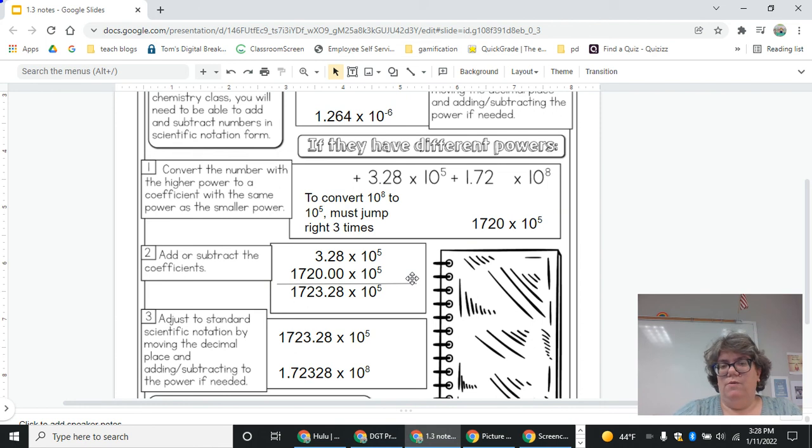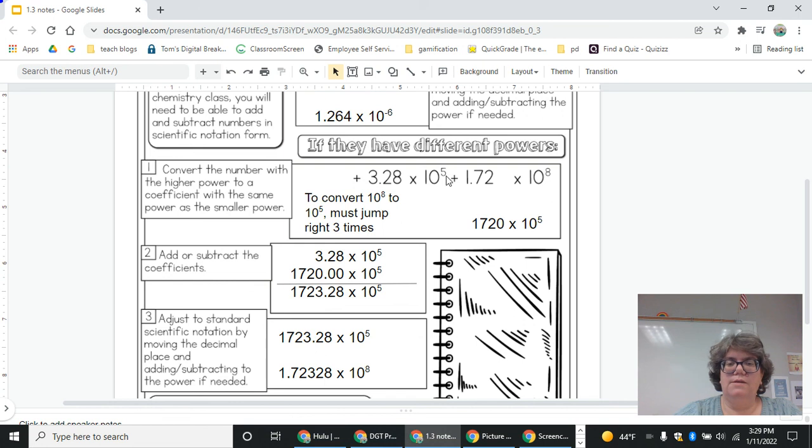If we have different powers, so this one is 10 to the 5th, this one is 10 to the 8th, then we have to make them have the same exponent before we get started. So you will take the number with the higher power and convert it. So to go from 10 to the 8th to 10 to the 5th, I have to jump to the right, boom, boom, boom, 3 times. 1, 2, 3. I have to put a 0 placeholder in there, right? So here, 1, 2, 3, to make it 10 to the 5th.